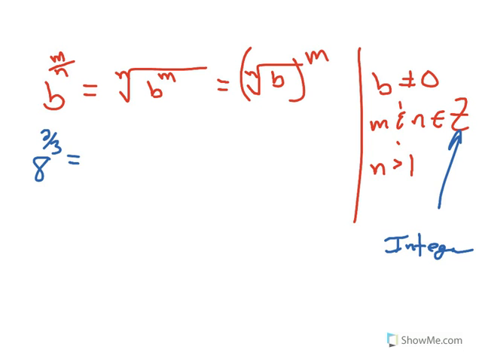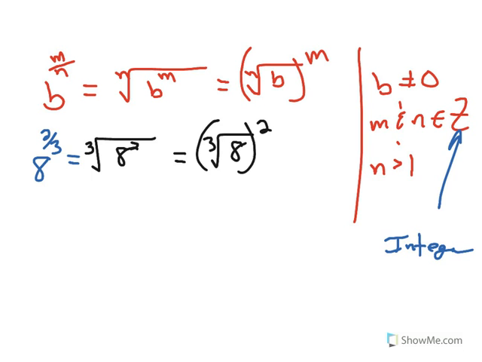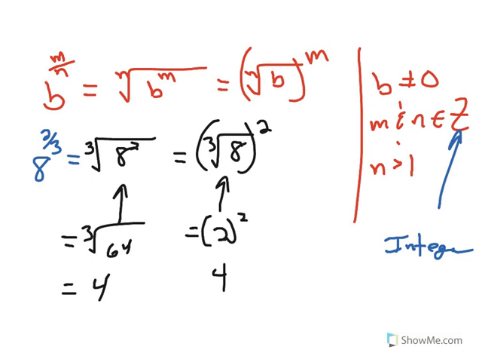8 to the 2/3 is, with 100% certainty, the cube root of 8 after 8's been squared. Or you could cube root 8, and when you're finished with that, square it. The difference between these two is order of operations. You get the same answer either way. The first one, 8 squared is 64. The cube root of 64 is 4. This one over here on the right, the cube root of 8 is 2. 2 squared is 4. You get the same answer either way, but the order in which you do it can vary depending on what makes the problem easiest.